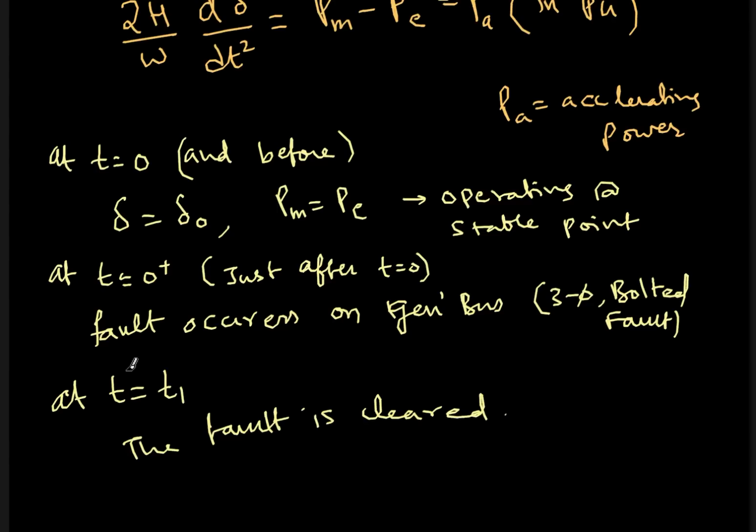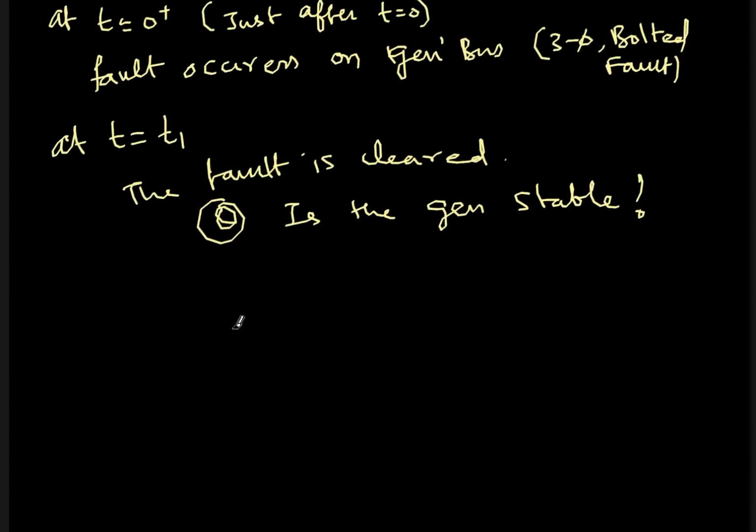So after a time t equal to t1, the fault is cleared. The question we are asking is, is the machine stable? Is the generator stable? So at this point I would like to define TC. TC is the critical clearing time.